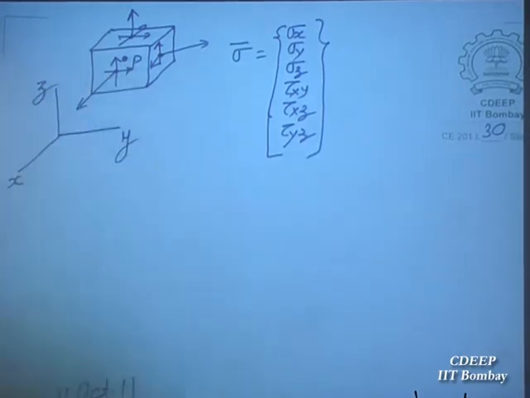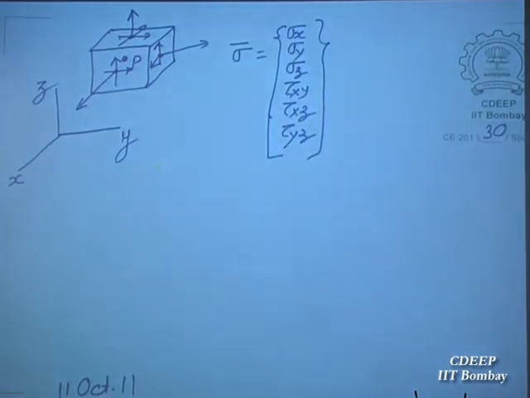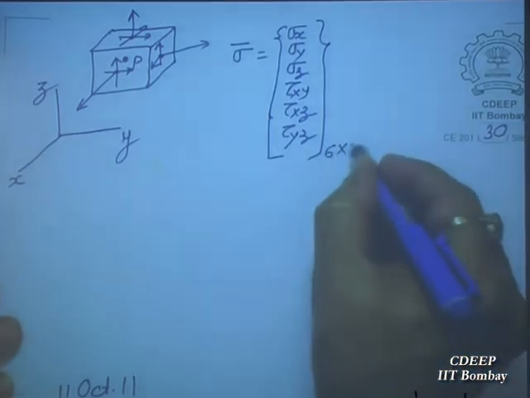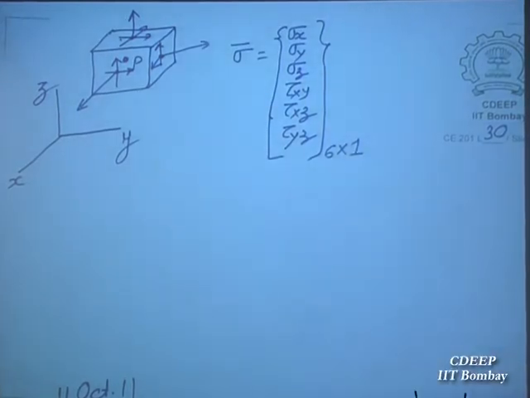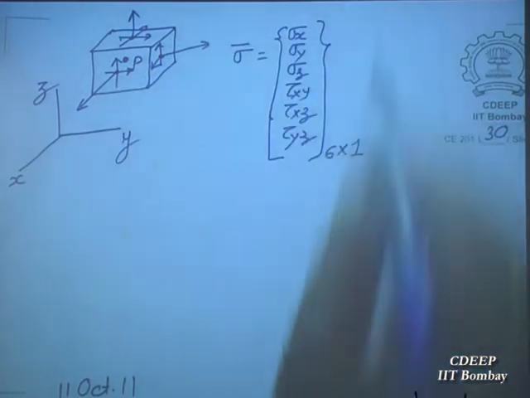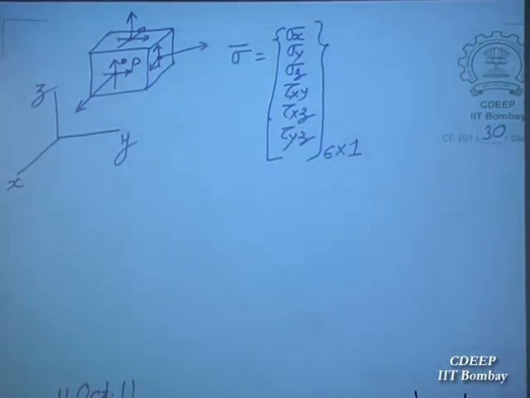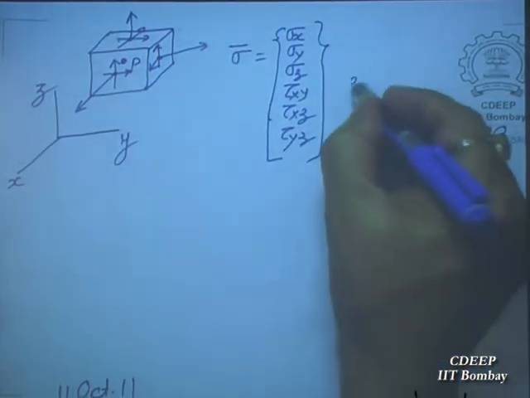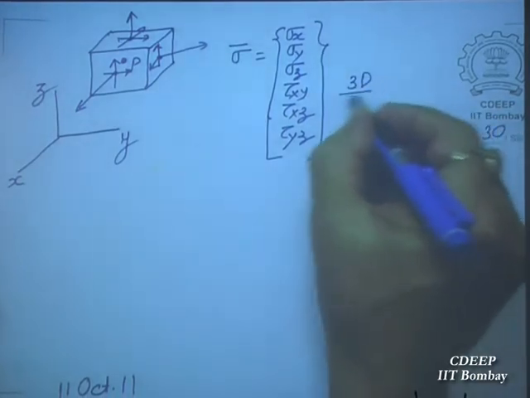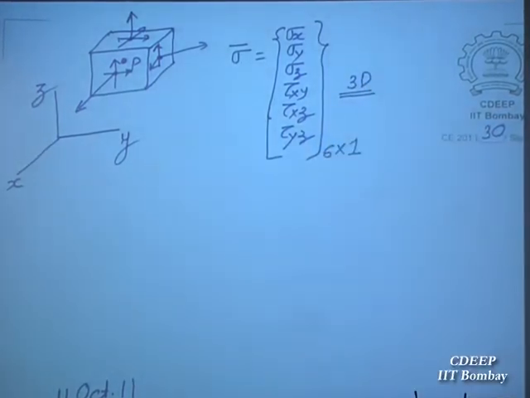So six components are the minimum that you ought to know in order to define stress at a point. Six components in Cartesian coordinates. Similarly, six components in spherical coordinates, six components in cylindrical coordinates. This is again an orthogonal coordinate system. So this is the 3D state of stress. This is three dimensional, so we call it 3D at any point in general.